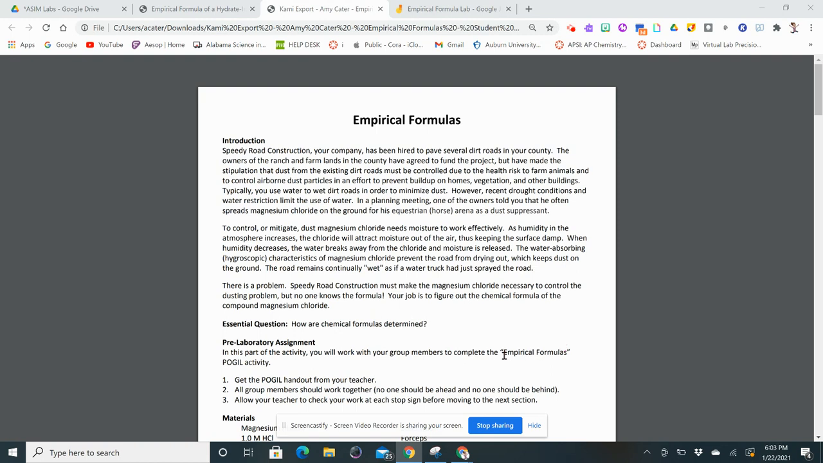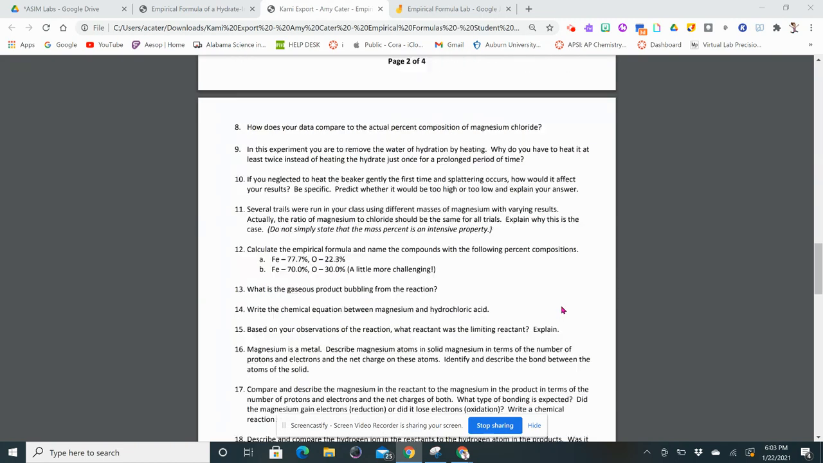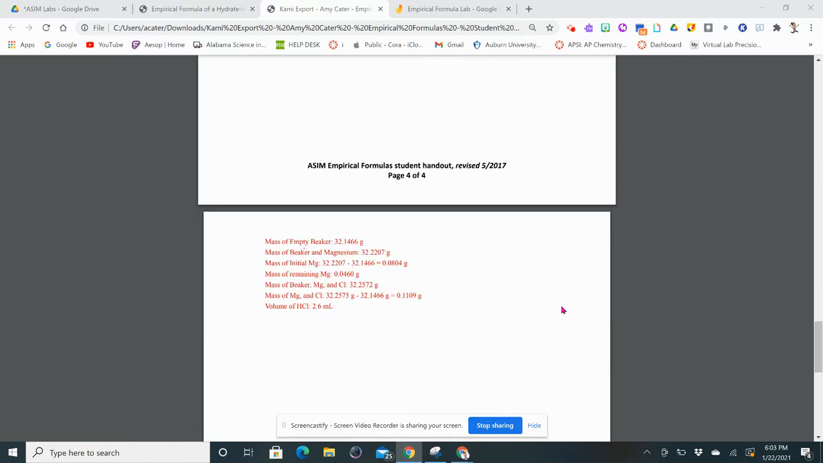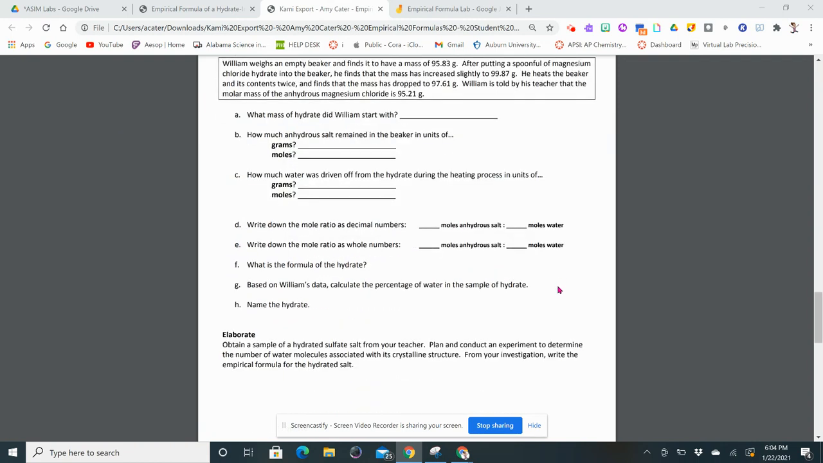But what I'm going to do with this video is just walk you through the data calculations. So as you scroll down in your lab, I would do these on a piece of paper and then just upload a picture into this page or something like that to turn it in to show your work.